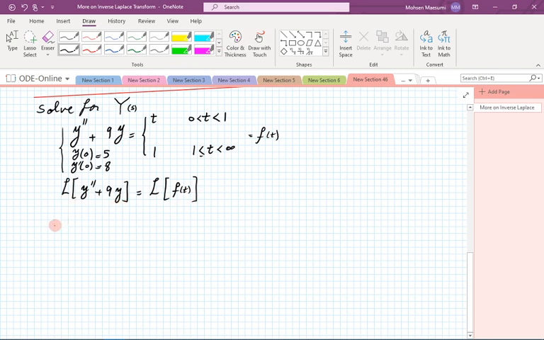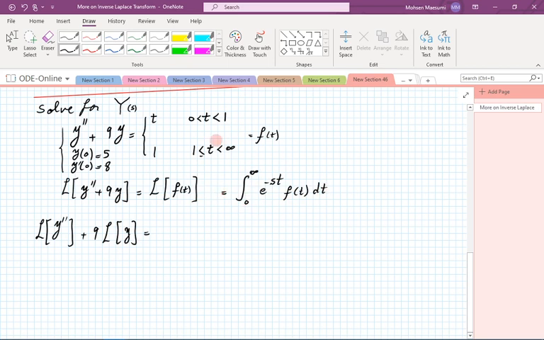Well, we have linearity, so we have the Laplace transform of y double prime plus 9 times the Laplace transform of y. On the right-hand side, we take our definition, the integral from 0 to infinity of exponential of minus st times f of t dt.